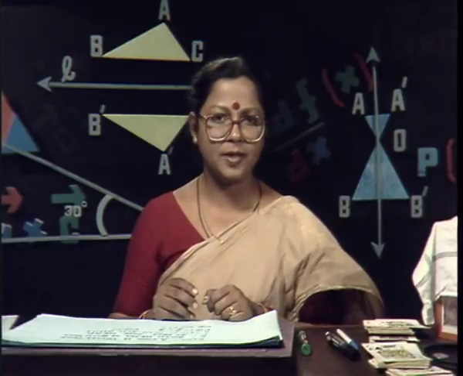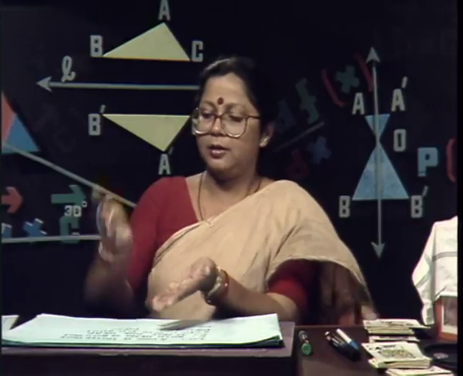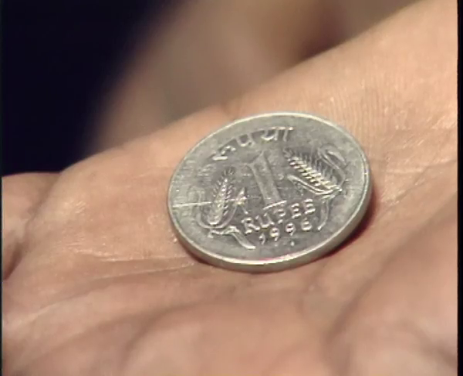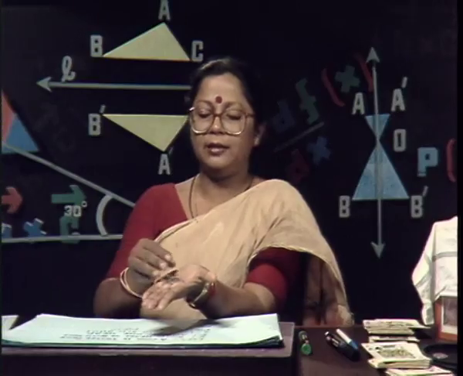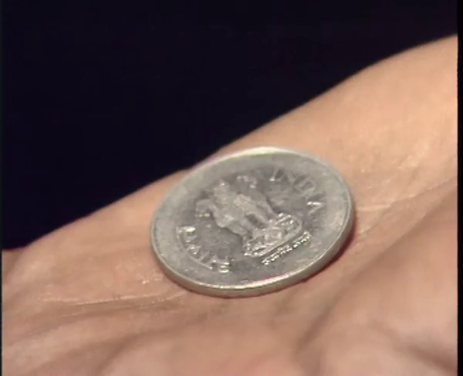We perform a random experiment. A coin is tossed twice. So, in the first toss we may get a tail, in the second toss we may get a head.